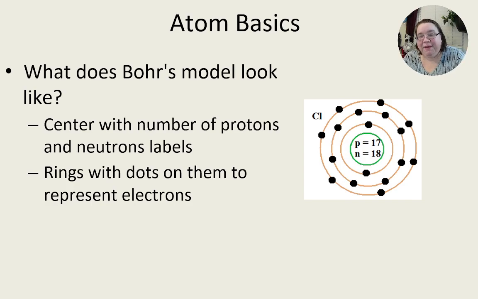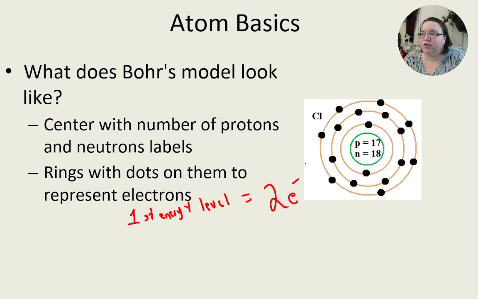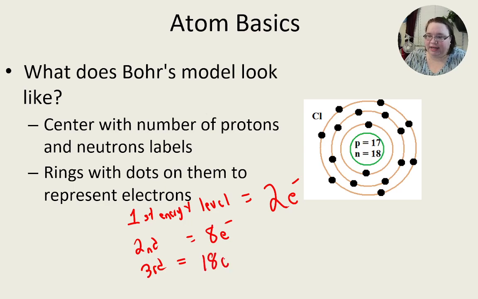Now remember that there is a pattern to those electrons. That first ring closest to the nucleus can hold at most 2 electrons. There's only ever going to be 2 dots on that first ring. The second energy level, that second ring, can hold at most 8 electrons, and the third ring can hold at most 18 electrons. Yes, there are more than 3, but we're never going to ask you to draw an element that's bigger than 3.